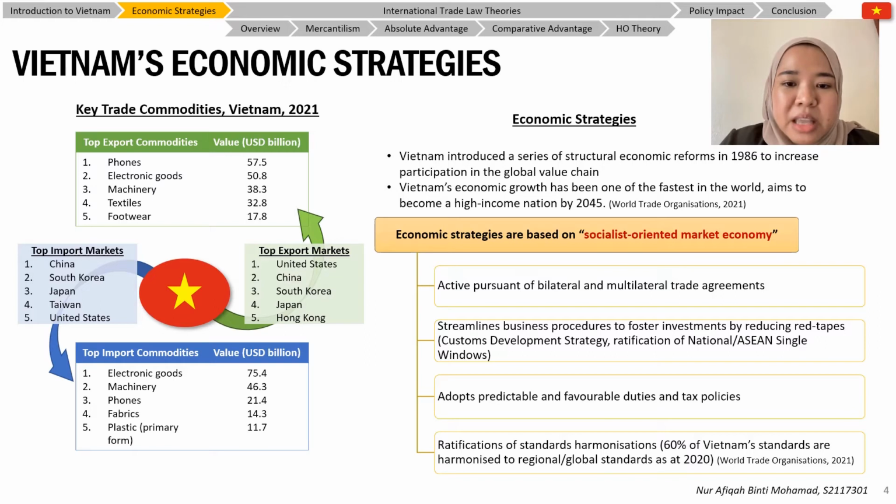First, Vietnam is actively pursuing free trade agreements that include bilateral and multilateral ones. Second, they make it easy for any country to do business with them by fostering investments through reducing red tape, increased transparency, and ratification of the procedures at the national or regional level. Third, they adopt predictable and favorable duties and tax policies so that people know what's going on and there's no hidden information for any investors. And finally, they also ratify a lot of standards and harmonize them according to regional and global standards.